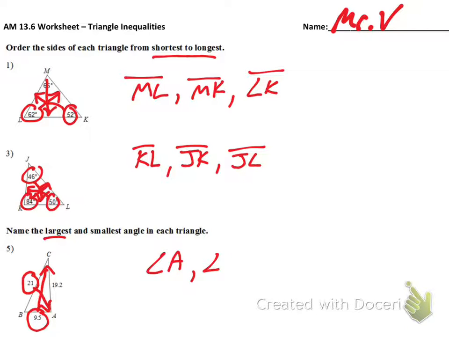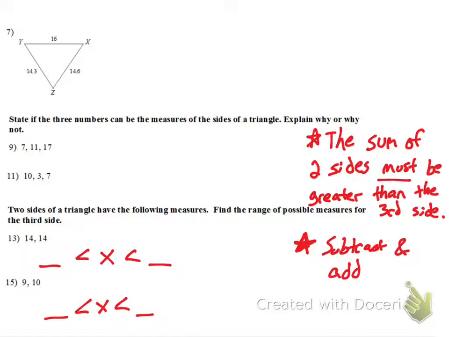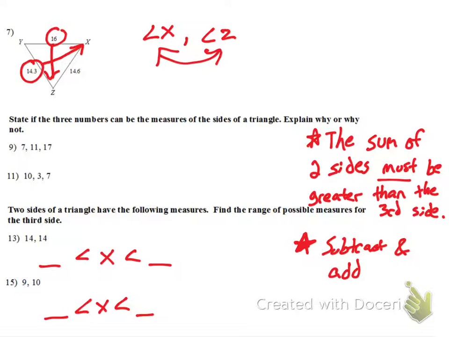And that's all you need to do. Same thing with number 7. Find the smallest. The smallest side is YZ, and that goes to angle X. So the smallest would be angle X. And then our largest would be 16, and then we'll go to angle Z. They have these mixed up, but you should put the largest first.